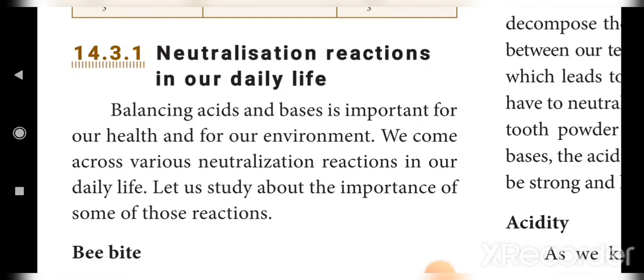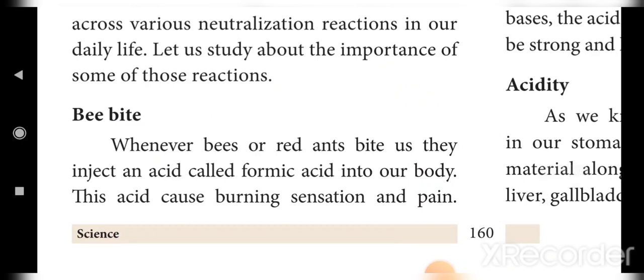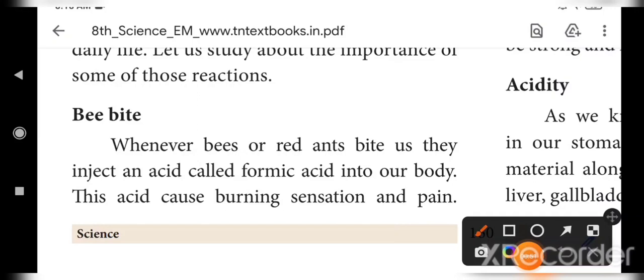For example, the first one is a bee bite. Whenever bees or red ants bite us, they inject an acid called formic acid into our body. This acid causes a burning sensation and pain.